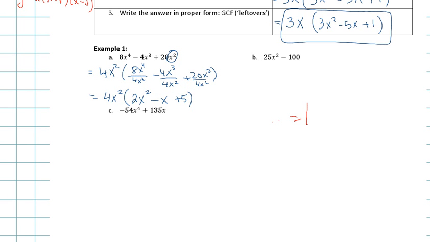So, is this done? Yes. It's factored. I have my greatest common factor on the outside, my GCF, and I have my leftovers in that bracket. Good. Let's look at B. Common factor is 5x.